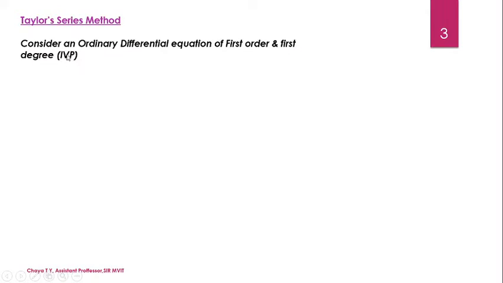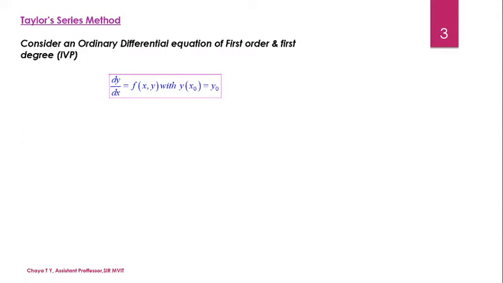Why is it an initial value problem? Observe this example. This is a general form of writing an ordinary differential equation: dy by dx is equal to f of x, y, with the initial condition y of x naught is equal to y naught. So whenever we have the initial condition mentioned with the problem, we call such a differential equation an initial value problem. So we will be given a problem of this general kind.